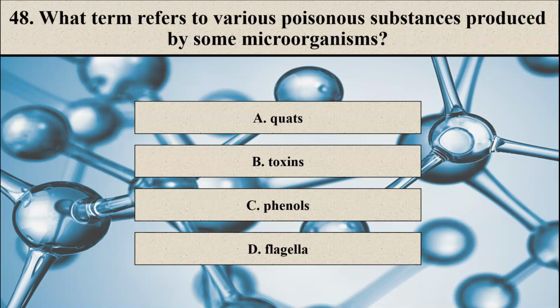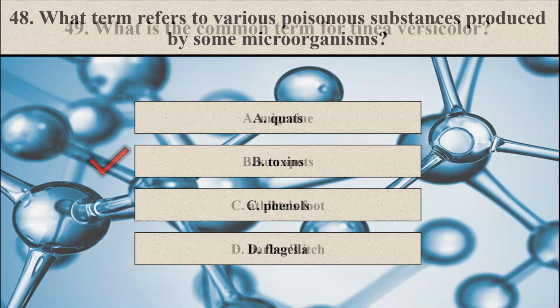What term refers to various poisonous substances produced by some microorganisms? Quats, toxins, phenols, flagella. If you chose B, toxins, you are correct.